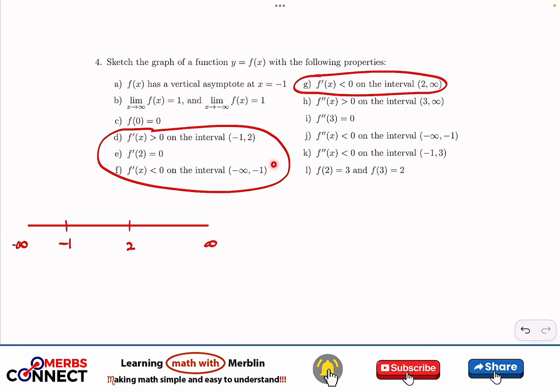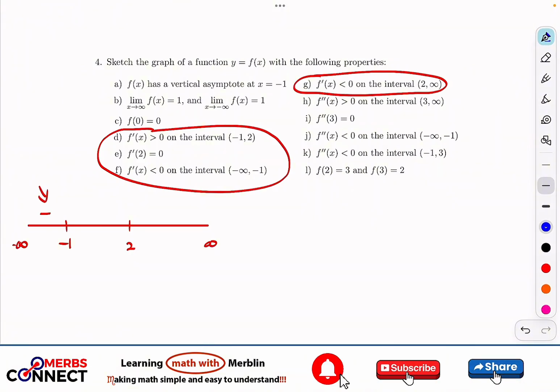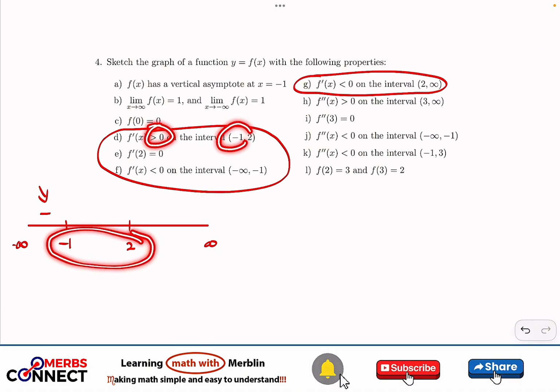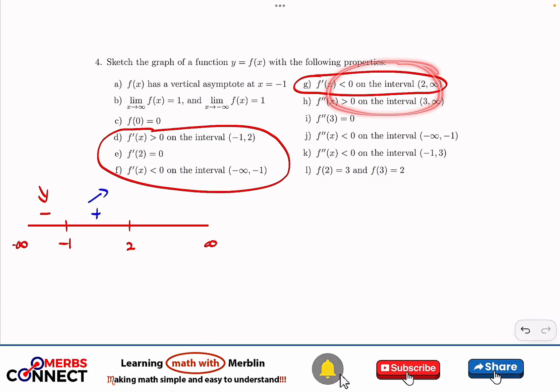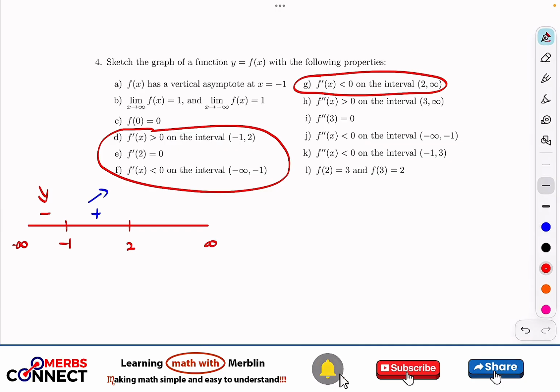But we see that from negative infinity to minus 1 is less than 0. Anything less than 0 is negative, so this is decreasing. Now, in between minus 1 and 2 is greater than 0, so anything greater than 0 is positive and also increasing. And then this one is indeed also decreasing because it's less than 0, so this is minus, and this is also decreasing. So we're able to get to this.